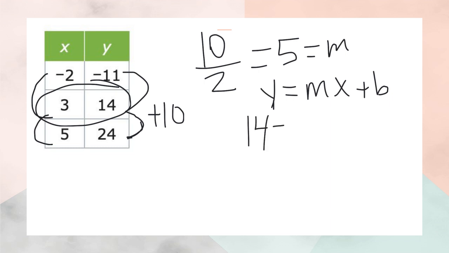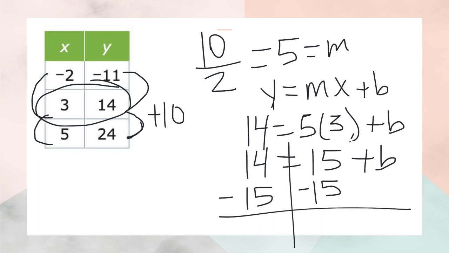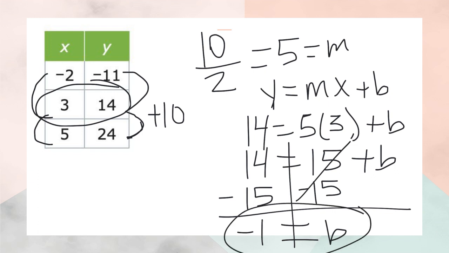So I have 14 equals, my slope was 5, my x coordinate is 3, and then I have plus b. Now at this point, I need to multiply first, so I'm going to do 5 times 3. So now I have 14 equals 15 plus b. And now this is a one-step equation, so everyone should know how to solve it from this point. I subtract 15 on both sides. That cancels out over here, and so I'm left with b equals 14 minus 15, which is -1. So my y-intercept is -1.